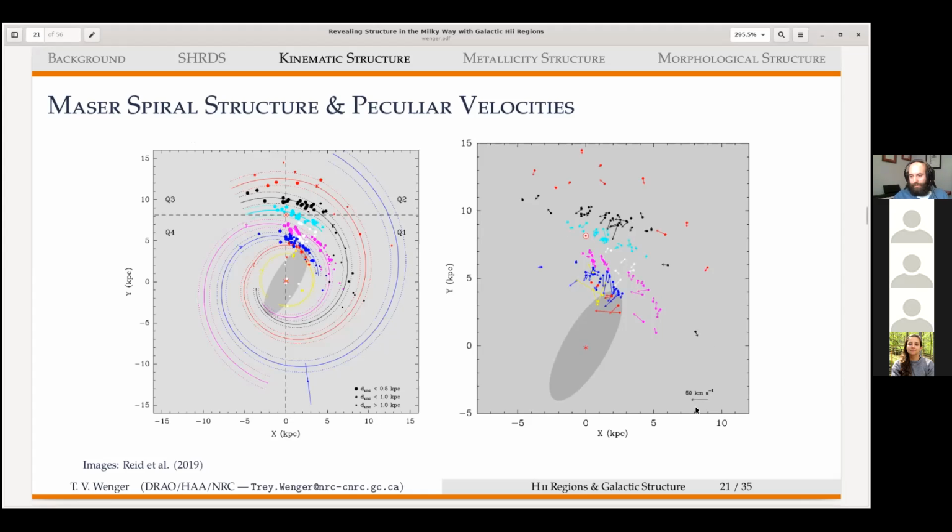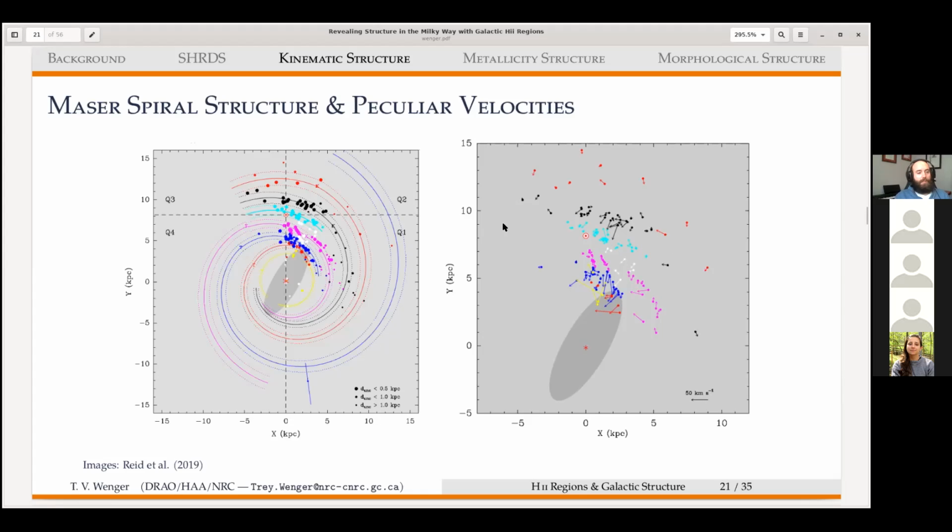And here you can see the magnitude. This size here is about 50 kilometers per second. So there's quite a bit of peculiar motions going on. These maser sources are kind of doing a bunch of weird things. Some of this structure is well known. So for example, here in the Perseus arm, which are these black points here, it's been known for a while that there's some peculiar motions going on there that can't be explained by galactic rotation.